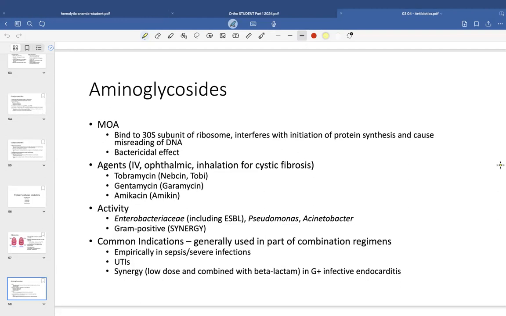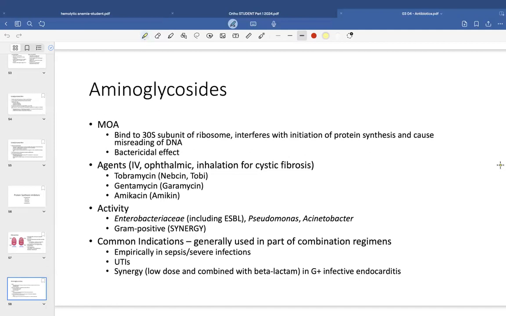Tobra, gent, and amikacin, for the most part, are IV agents. There is an inhalation version of tobramycin that we give for cystic fibrosis. If you recall very briefly from last semester, cystic fibrosis, one of the issues is that you have mucus buildup in the lungs, which is a site for colonization of bacteria, and tobramycin is given via nebulizer for that. Gent and Tobra also are available as eye drops and skin creams, but really in this context, we're talking about systemic treatment for IV use.